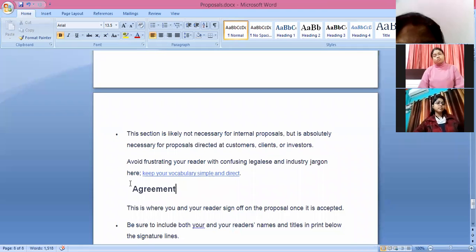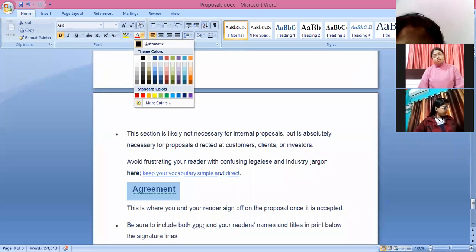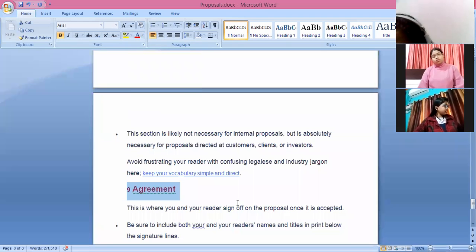So after terms and conditions comes the agreement. When the person agrees to whatever you proposed, everything is okay for you. Supposing your demanding rate is too high, what will happen? If someone's comes down, then it will be theirs.